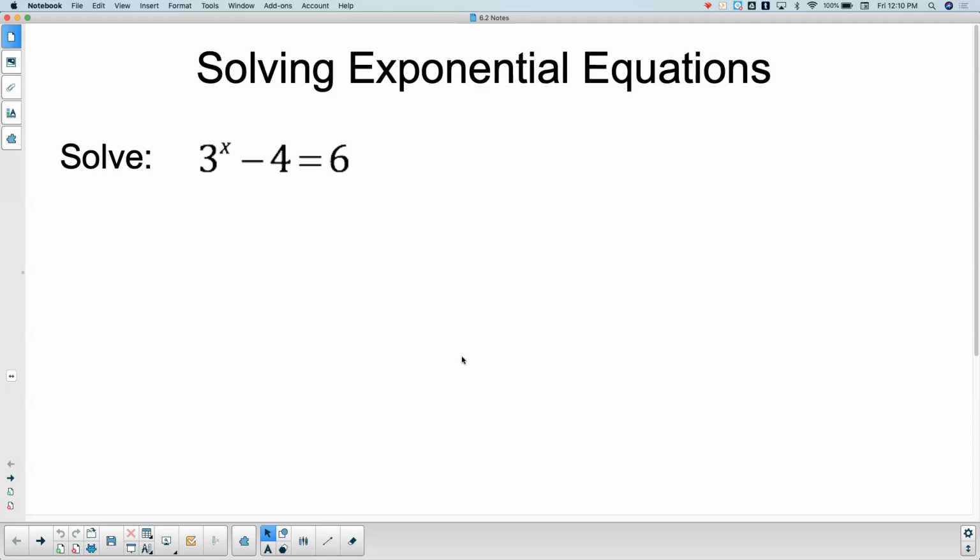In order to solve, there's because we have two different kinds of equations we're dealing with. We've got exponential equations and we've got logarithmic equations. So let's solve exponentials right now.